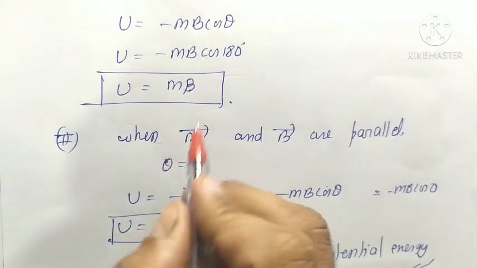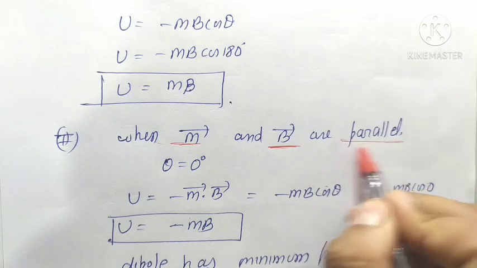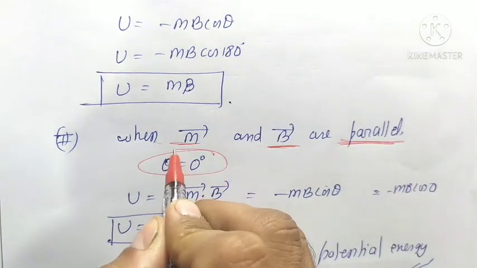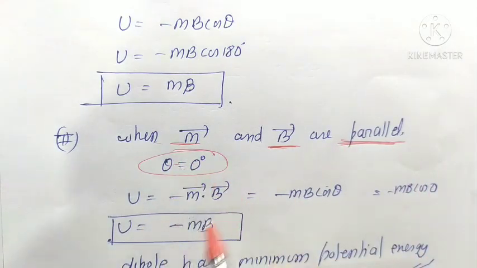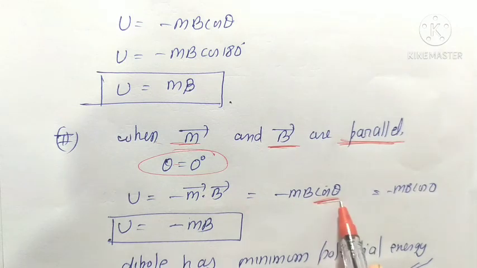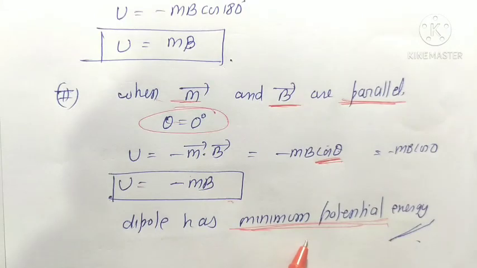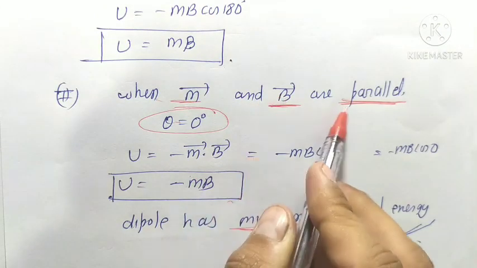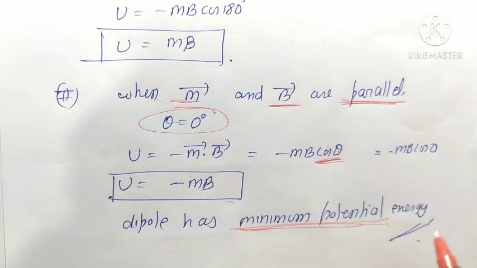And when magnetic moment and magnetic field are parallel, meaning theta is equal to 0 degrees, the angle between both of them is 0 degrees. So we put this value here: cos 0 is equal to 1, so we will get minimum potential energy. When magnetic moment and magnetic field are parallel, the dipole has minimum potential energy.